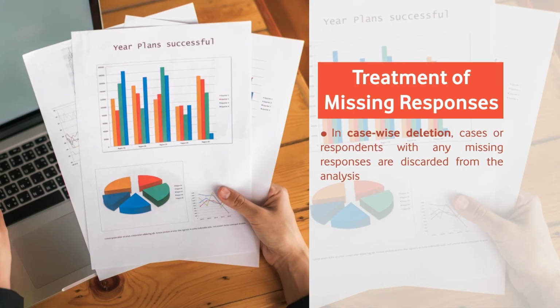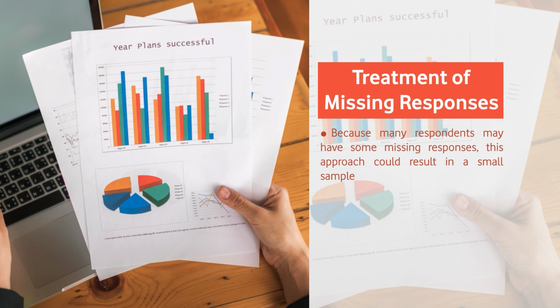What happens in this case-wise deletion? Cases or respondents with any missing responses are discarded from the analysis, number one. Because many respondents may have some missing responses, this approach could result in a small sample, and throwing away large amounts of data is undesirable because it is costly and time consuming to collect the data. Furthermore, respondents with missing responses could differ from respondents with complete responses in systematic ways. If so, case-wise deletion could seriously bias the results, right? So this is how we can try to understand case-wise deletion and its implications.